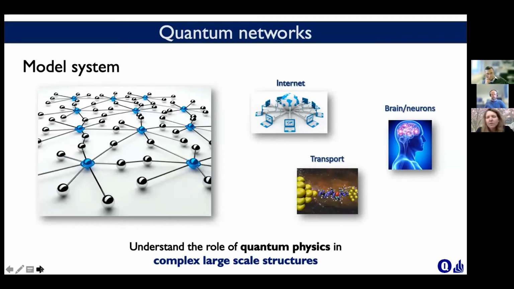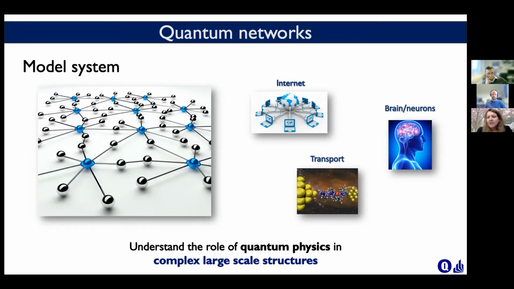What is really the driving idea behind the research we want to do? I like to say that we are working on quantum networks, and everybody of you has some idea what a network is, and this is what you see here on the left. For me, this is a model system. It's some structure where we have nodes, and then we link them by some links, and what comes from that is a rather complex large-scale structure.